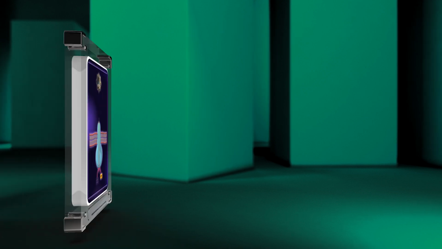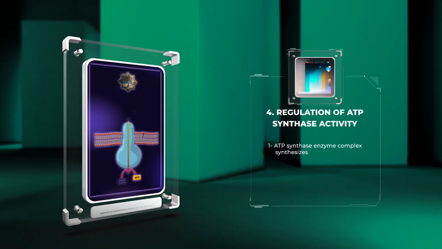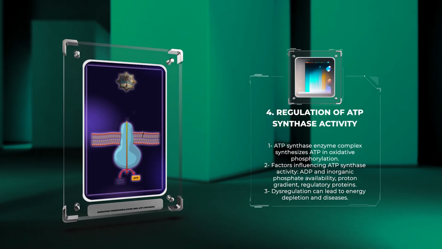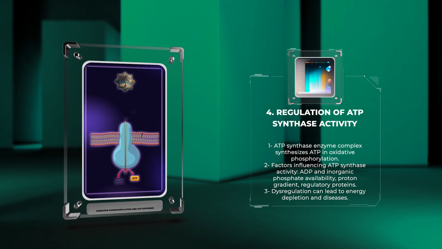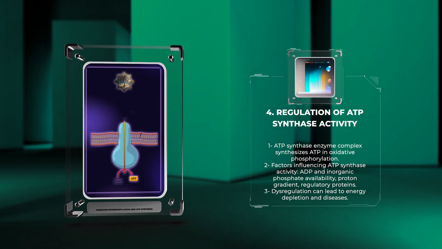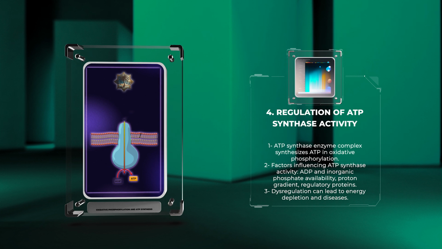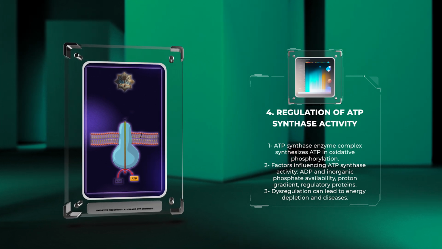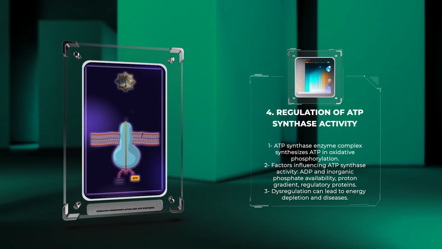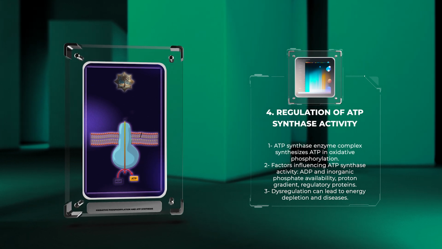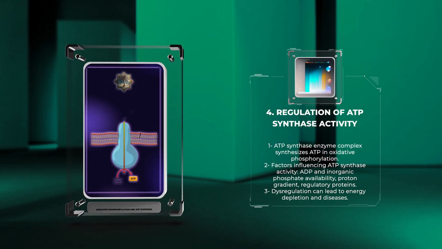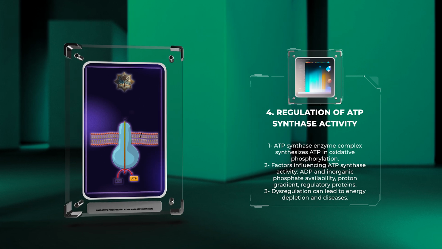In this section, we will discuss how the ATP synthase enzyme complex synthesizes ATP in oxidative phosphorylation. Factors such as ADP and inorganic phosphate availability, proton gradient, and regulatory proteins influence its activity. Dysregulation can lead to energy depletion and is implicated in diseases. Understanding this regulation could help develop interventions for mitochondrial diseases.